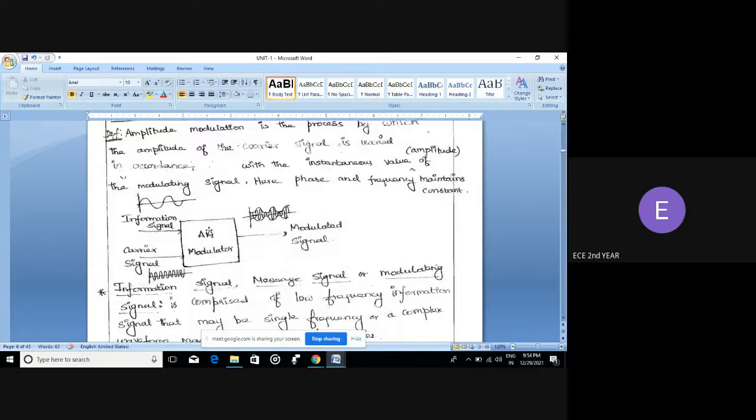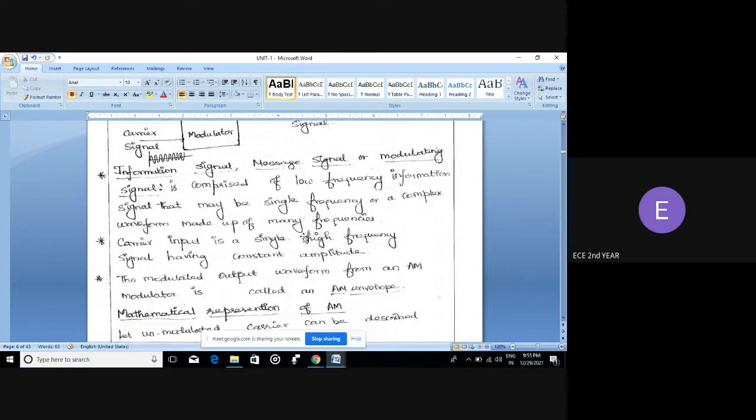Okay, here we will see the AM modulator. One block is given. The inputs to the AM modulator are two signals. One is the information signal and the other is the carrier signal. Both of them are given to the modulator and the output will be a combination of these two signals, right? That signal we call the modulated signal.